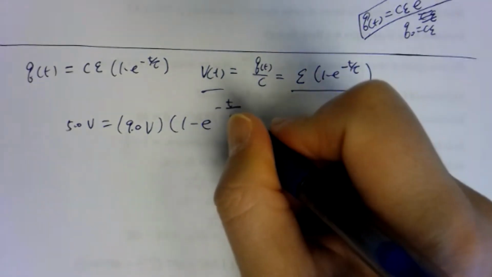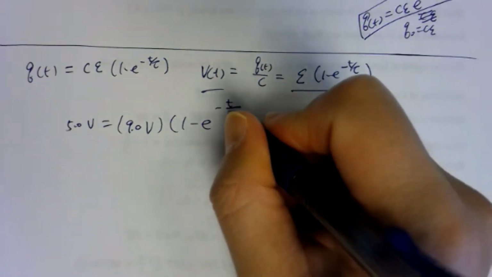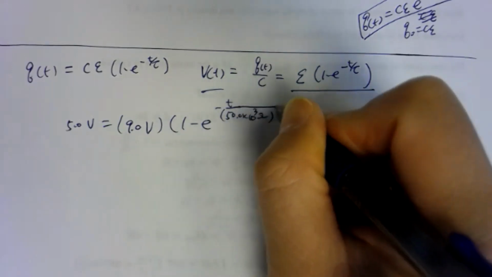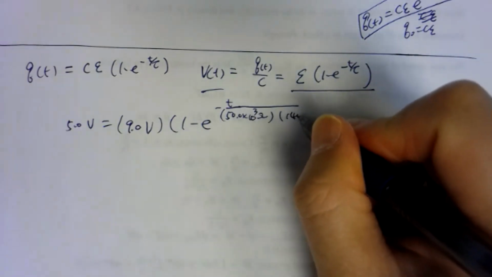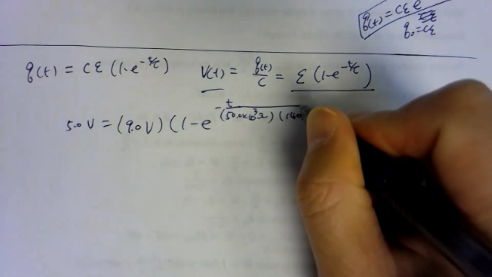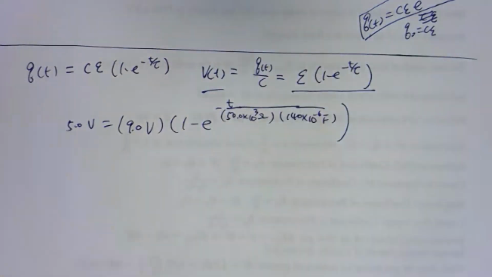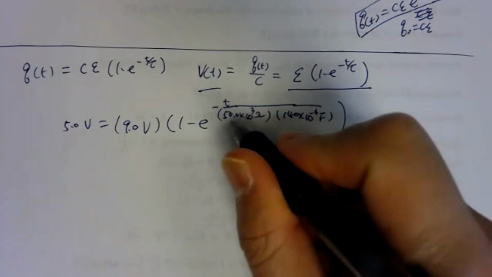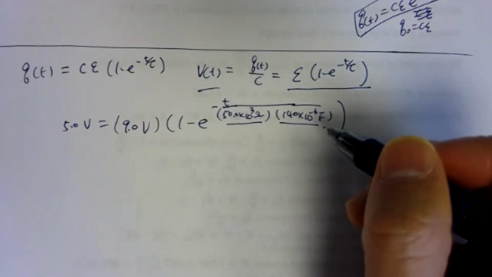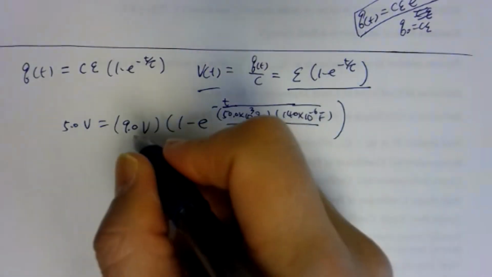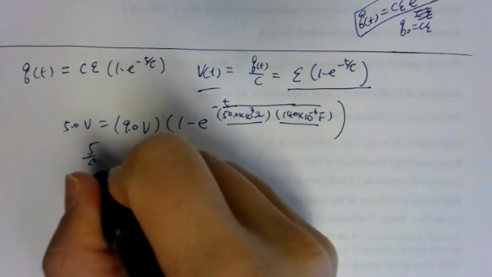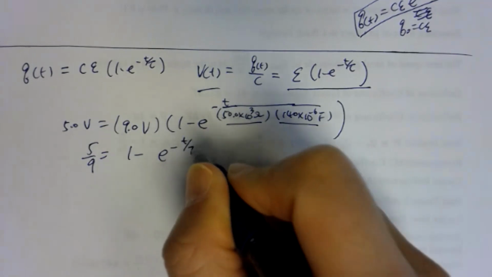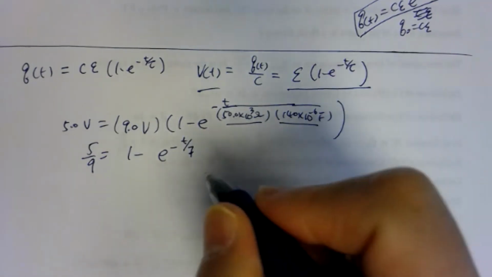Tau is R times C, so R is 50 kilo ohms times C as 140 microfarad. Then you can solve for t. Here this multiplied by that gives you exactly 7. So then you divide both sides by 9, so 5 over 9 equals 1 minus e to the minus t over 7.